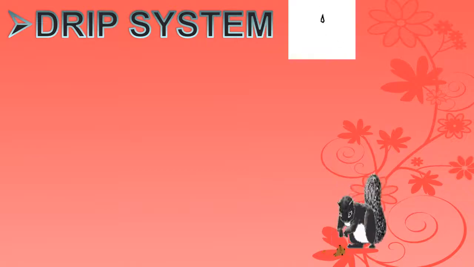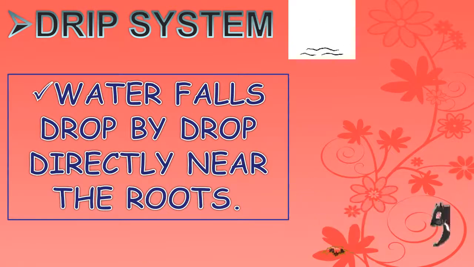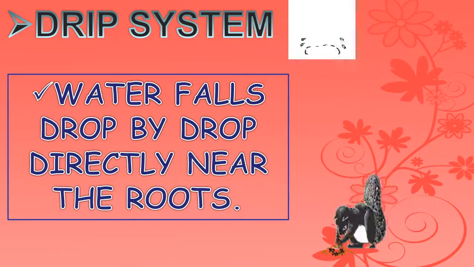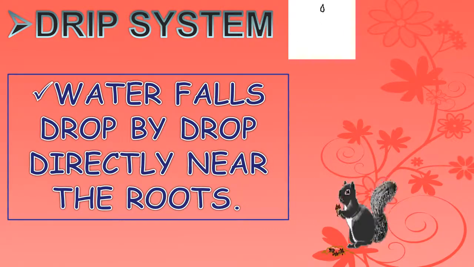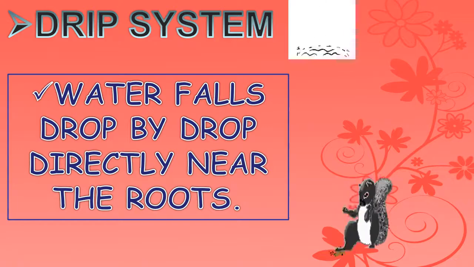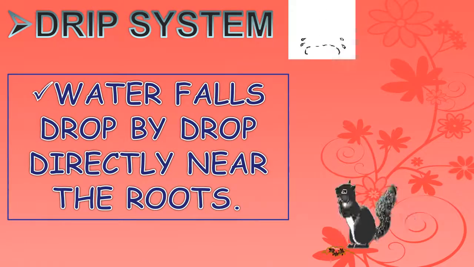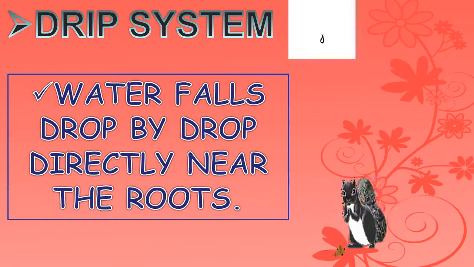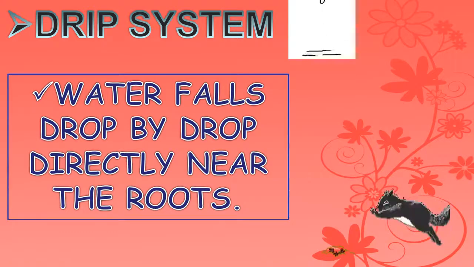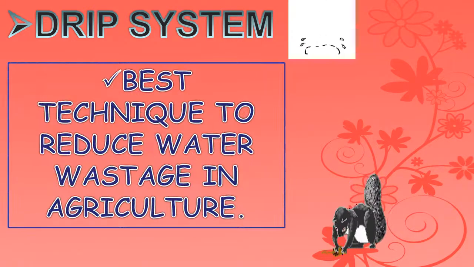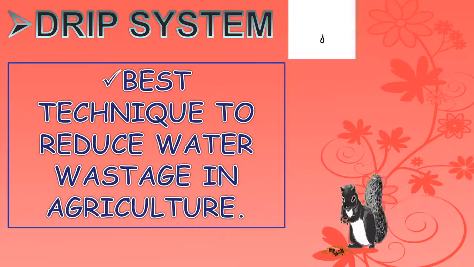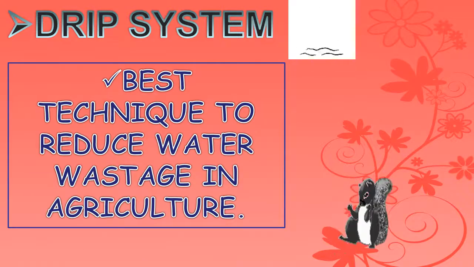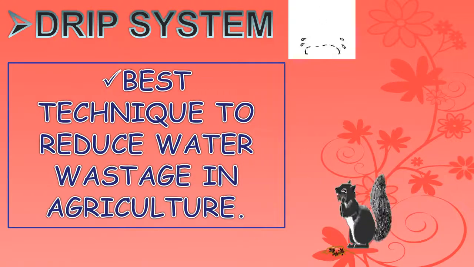Drip system. It is the most used irrigation system these days. There are plastic pipes in rows near the crops. These pipes have holes in them through which water seeps drop by drop. It is one of the most efficient irrigation methods as it reduces water wastage in agriculture.